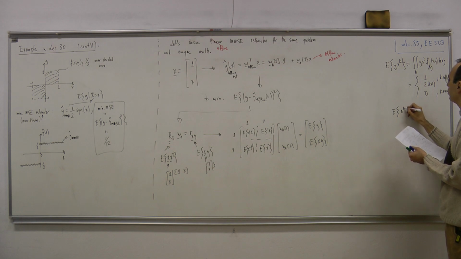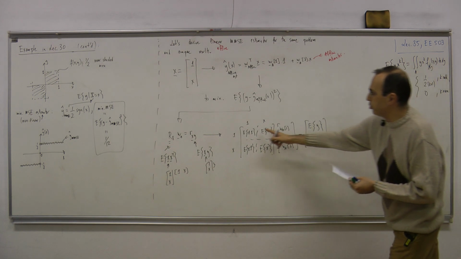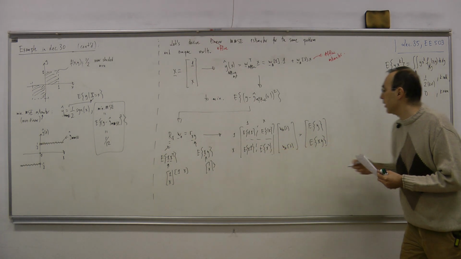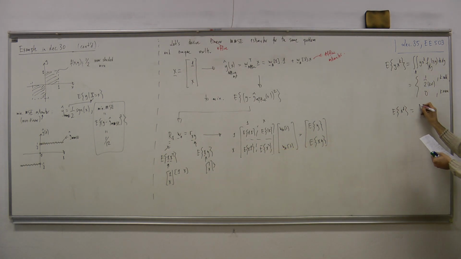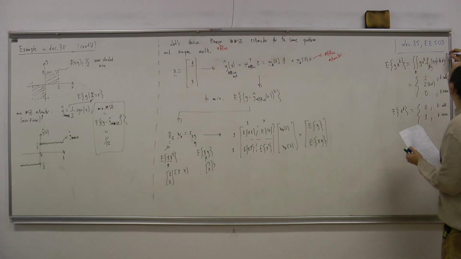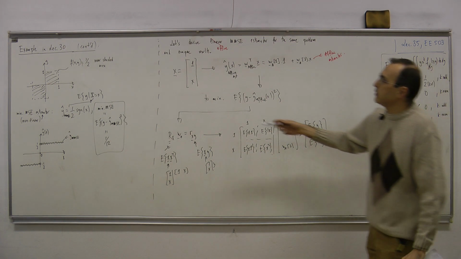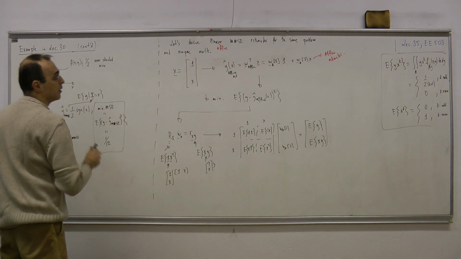Expected value of x to the power k. Because as you see, I have x to the power 2 over here, for example. This is also equal to 0 for k odd, 1 for k even. So I'll be using these expectation results. Okay. So how do I derive those expectation results? From this density, by integrating.